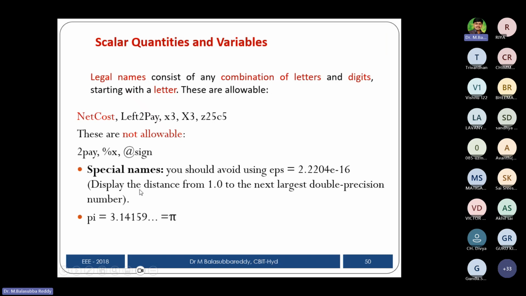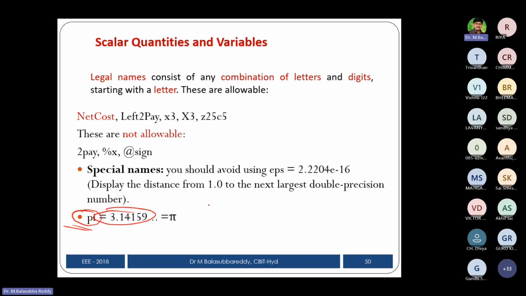And scalar quantities and variables, you can see here legal names consisting of any combination of letters and digits. These are how to use the variable. But some of the inbuilt parameters are there. You should not use this variable for some other purpose because pi is defined. In turn, it is available with this value.